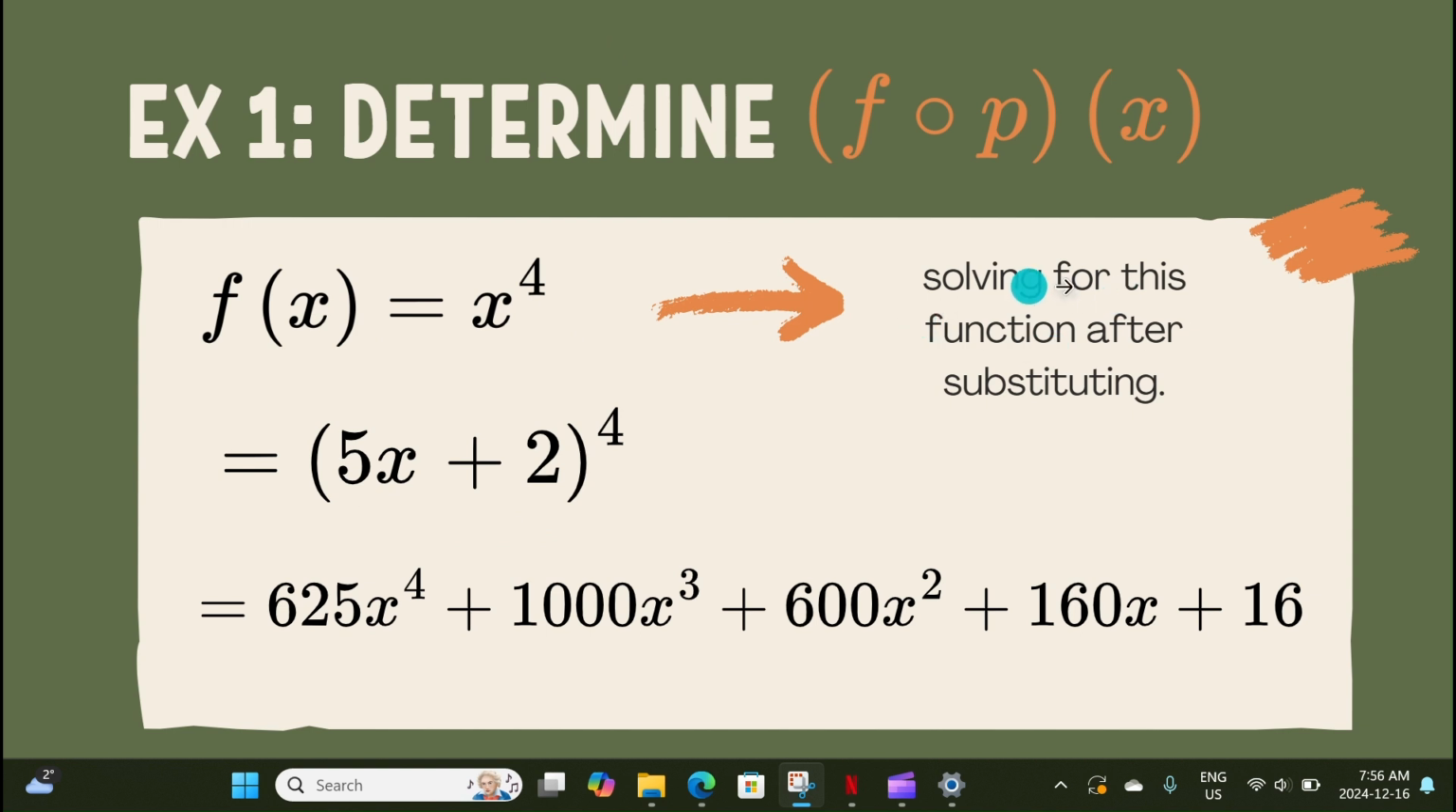Then we need to solve for the first function after substituting. So we've substituted p of x into this function, so we have to solve for this function. That would be equal to 5x plus 2 to the power of 4, which gives us this equation.